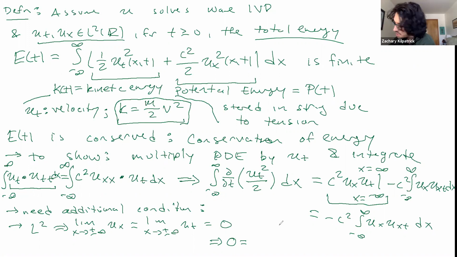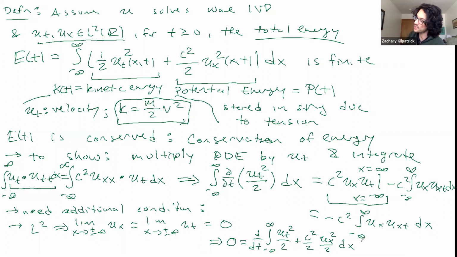0 is equal to the derivative with respect to t of the integral from minus infinity to infinity of u_t squared over 2. That was just this term that we had before. Now I'm taking this term and moving it over to the other side, so I get plus c squared over 2, and I can rewrite this as u_x squared over 2 differentiated with respect to t, which is going to be out in front here. This is all integrated with respect to x.